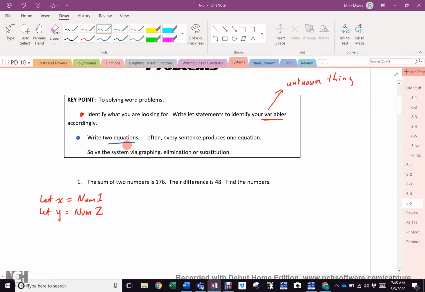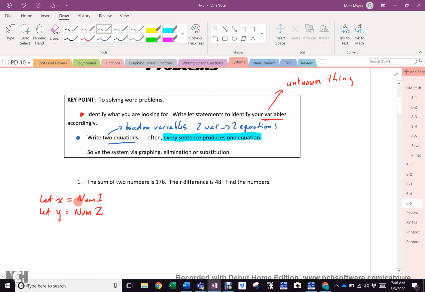Write 2 equations. Now, for these systems, it's 2 equations. But you really need, your number of equations is based on variables. 2 variables, 2 equations. 3 variables, 3 equations. 4 variables, 4 equations, okay? And this hint right here, often every sentence produces an equation.